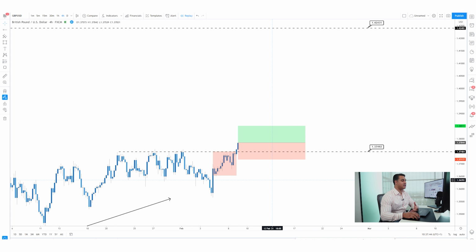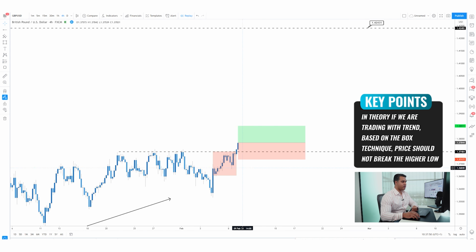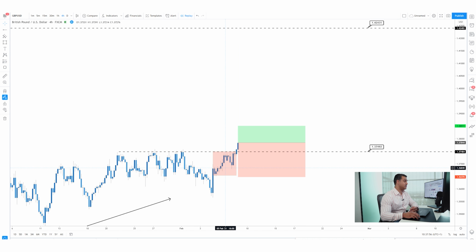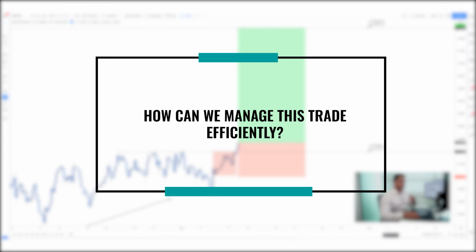This may seem like a late entry because the higher lows were formed down here, but in theory, if we're trading with the trend based on the box technique, price should not break the higher low. So if we want to place our stop loss below this level, this is completely fine to do. Now, if we plan to target our structural highs, this is what we're going to be looking at, around a 1 to 3 risk reward ratio trade. Now, how can we manage this trade efficiently?